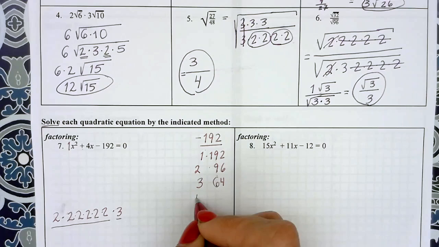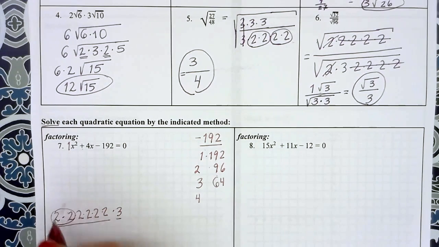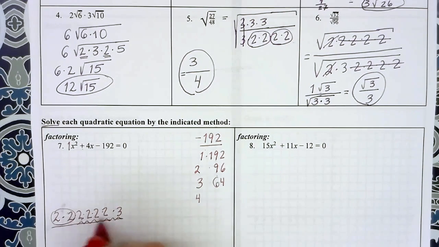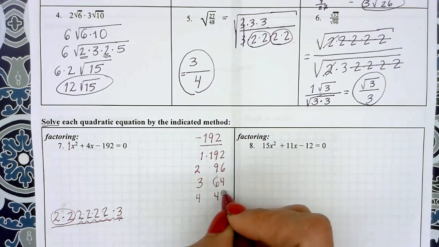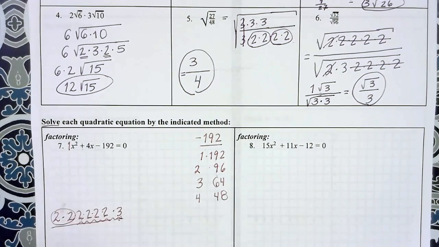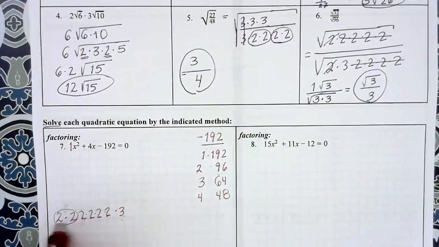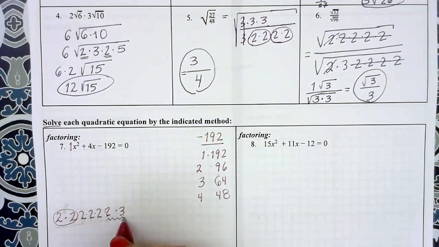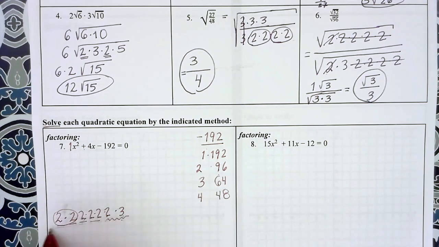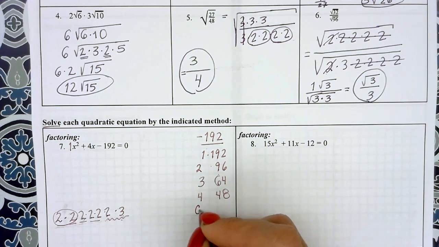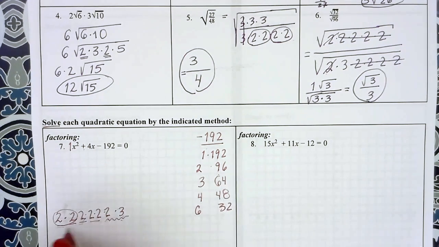Next, 4. Can I make a 4 out of this? Yes, right here. If I take 4, what's left? Well, 3 times 2 is 6. I always start with the odd one if I can. 6 times 2 is 12. 24, 48. 4 times 48. I cannot make a 5 out of this. Can I make a 6 out of this? Yes. I'm just going to underline a little, erase a little bit so I can underline some more. Can I make a 6 right there? What's left? 2 times 2 times 2 times 2 times 2. 5 of them, which is 32. So that is 6 times 32. I can't make a 7.